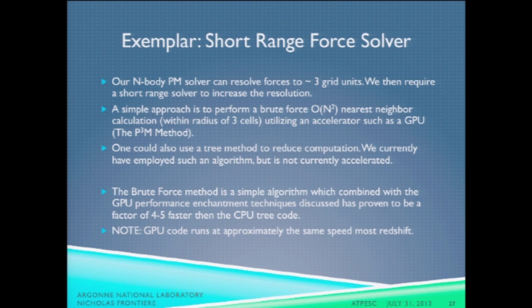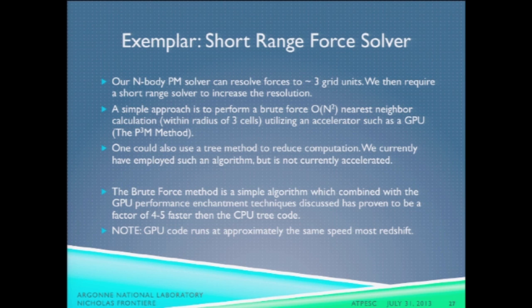Meaning, if I decompose my box into a grid, and I take a particle anywhere in that box, and I draw a circle of 3 grid units around it, all the particles within that circle will have been miscalculated by the PM code. So to increase resolution, you can either use a tree algorithm, which we all heard a lot about, so I don't have to talk about it, or you can do the naive brute force, which just says, given this particle, draw a circle of 3 grid units and do a direct n² calculation of all the particles within that circle of radius 3 units, right?